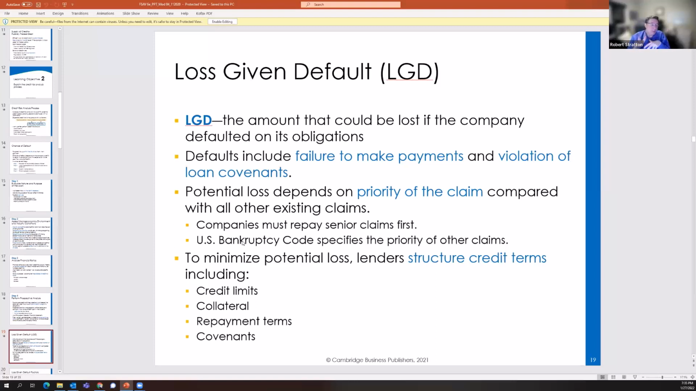So the bankruptcy code specifies the priority of claims. Does anybody know the business bankruptcy code priority? I do, but I went to law school, so I don't know if you guys know.